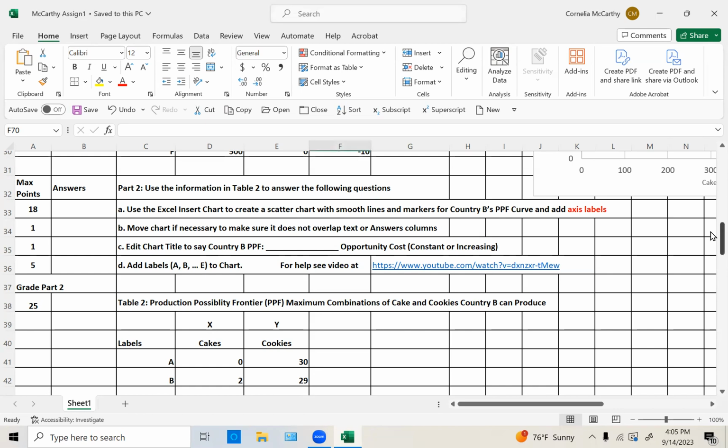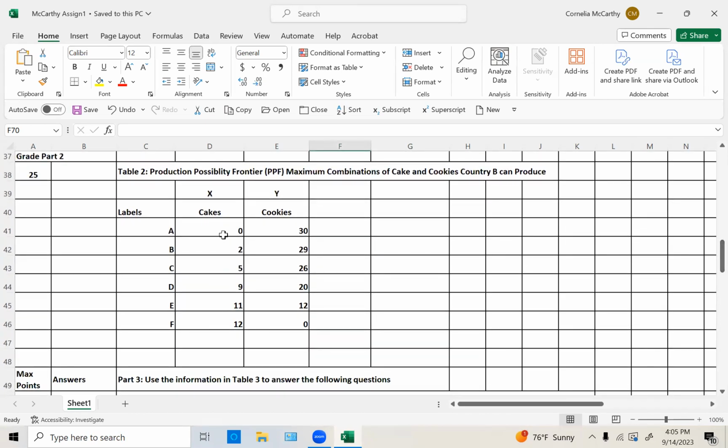So it's telling you to use the data from table 2, which is the numbers that we have here. Again, X is cakes and Y is cookies. Highlight the numbers, click on the first cell, hold the left button down, and then highlight the other variable values.